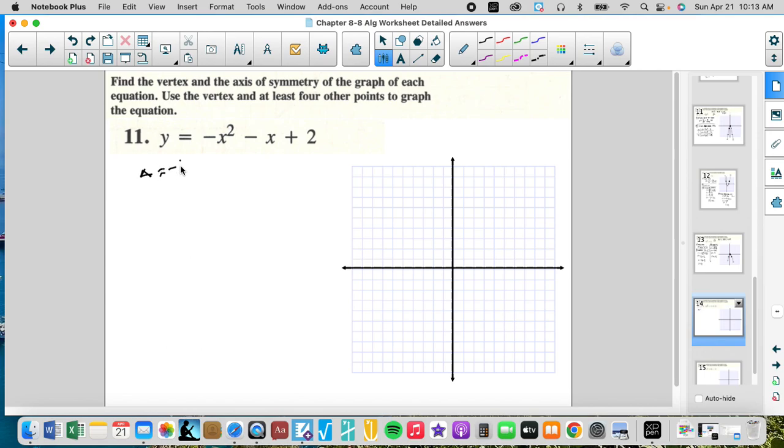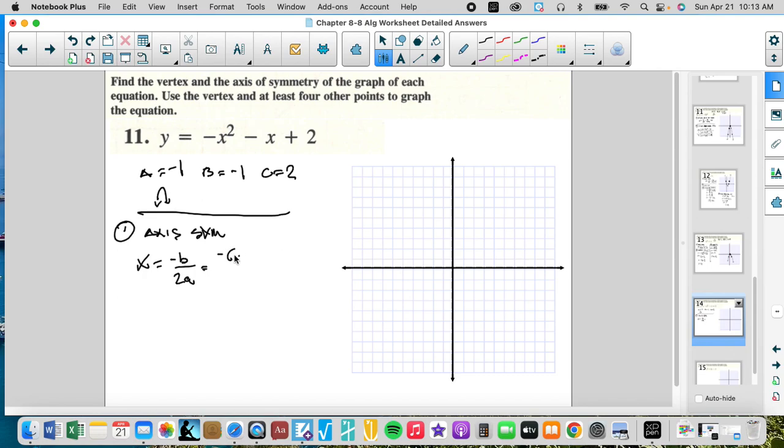A equals negative 1. We know it's going to be upside down. And because we knew when it wasn't producing that, that helped me sort of know that I was making a mistake. C equals 2. So let's find the axis of symmetry. Let's go slow and methodical. Axis of symmetry: x equals the opposite of b over 2a. I like writing that. I don't know why I stopped. The opposite of b over 2 times a, which gives me 1 over negative 2.